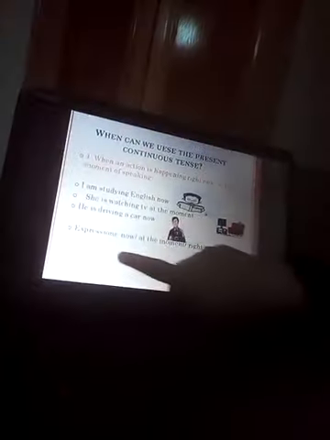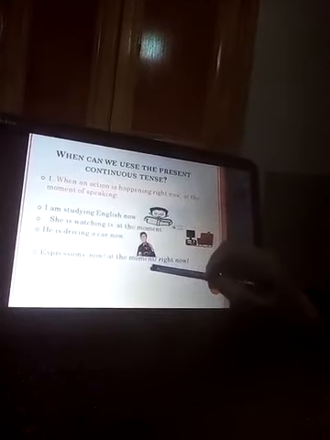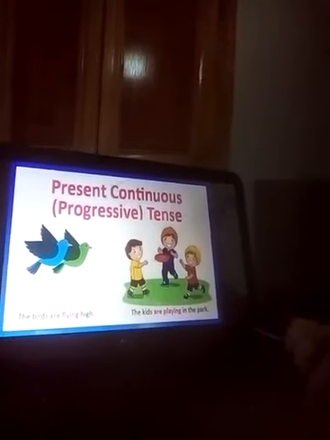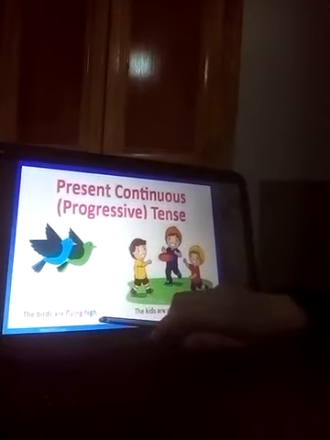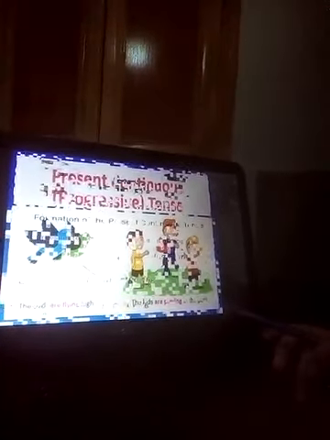So what are the expressions or the words we use when we have the present continuous tense? So we have now, at the moment, and right now. So look at the examples here. The birds are flying high. The kids are playing in the park.